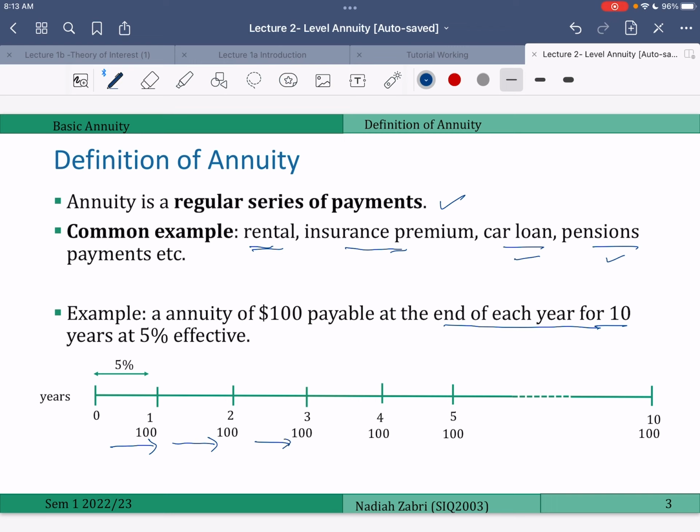So in this example, the payment period is 1 year. So this is an annuity of $100 payable at the end of each year for 10 years at a 5% effective rate.